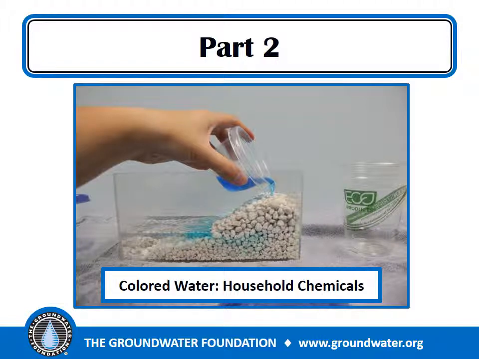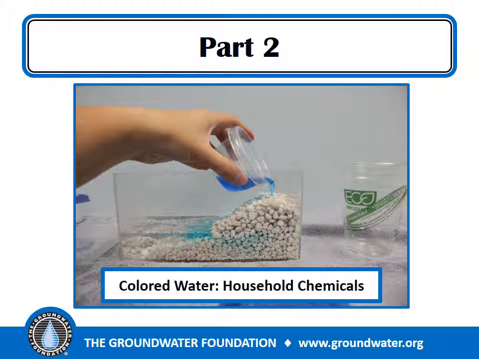Once you have distributed the pollutants, you may begin having the students introduce the pollutants to their model aquifers one by one. First, have one student pour the colored water over one spot on the gravel. Explain to them that this colored water represents all household chemicals, such as cleaners. Household chemicals can permeate or spread throughout the soil and seep into groundwater if not properly disposed.